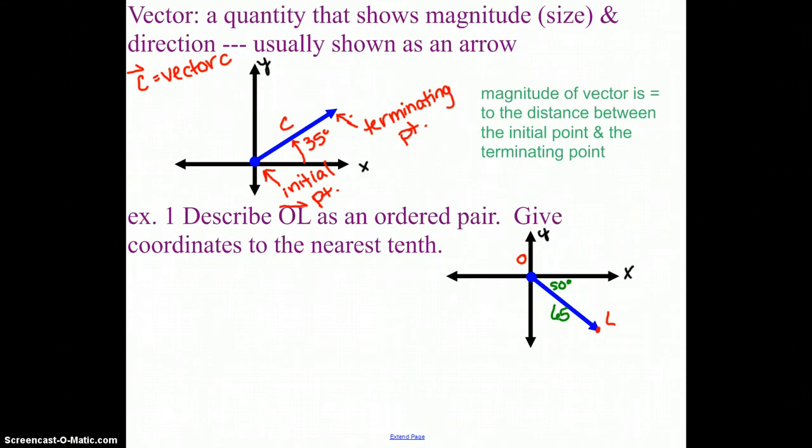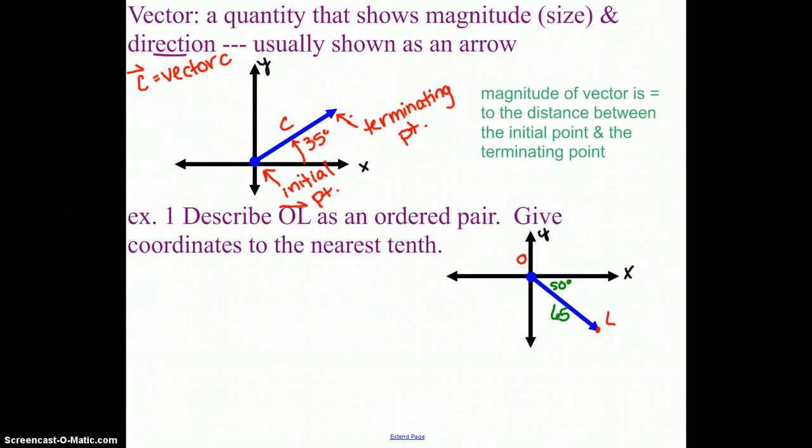So first of all, a vector is a quantity that shows magnitude and direction. It's usually an arrow. On this, first of all, you can see that there's a circle at one end and an arrow at the other. This arrow is a terminating point, and this is the initial point. Now normally when we draw an arrow on a line, it just shows us that it goes on and on forever. This arrow is really just showing us direction. That's what this part is talking about as far as direction.